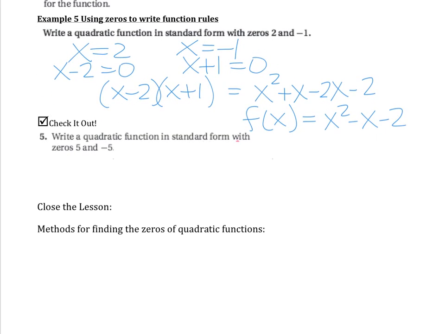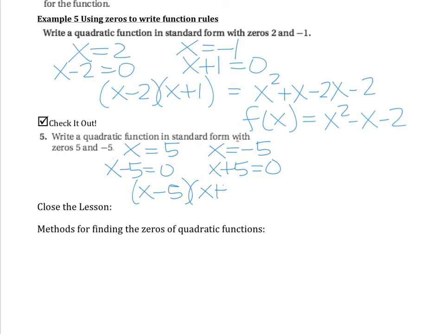So again, I will do this one with you too. x equals 5, x equals negative 5. So I subtract 5, add 5. They are my two factors. Multiply that, and hopefully you know and recognize that as a difference of two squares. There is no center term. So f of x equals x squared minus 25.